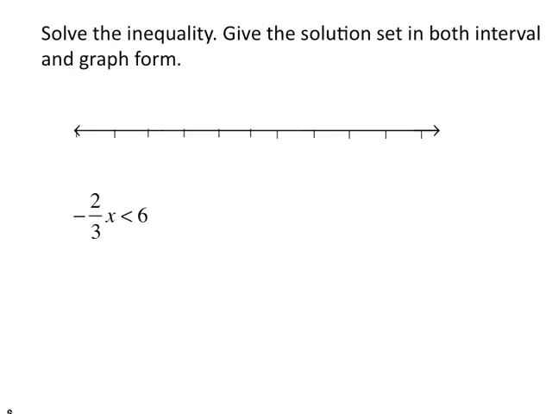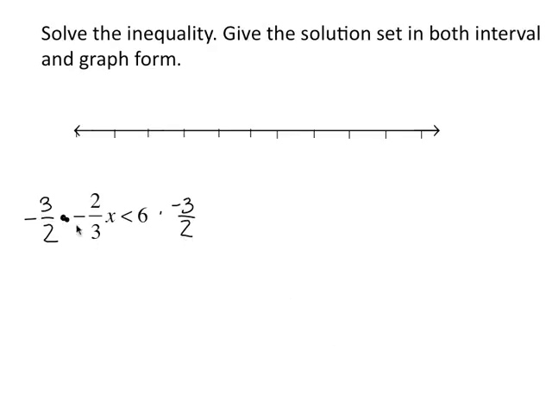Solve the inequality, give the solution set in both interval and graph form. We need to solve for x here, so I'm going to multiply this side by the reciprocal of negative 2/3 so I can eliminate this 2/3. So I'm going to multiply both sides by negative 3 over 2.